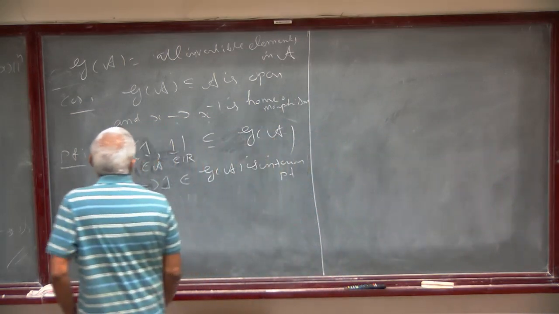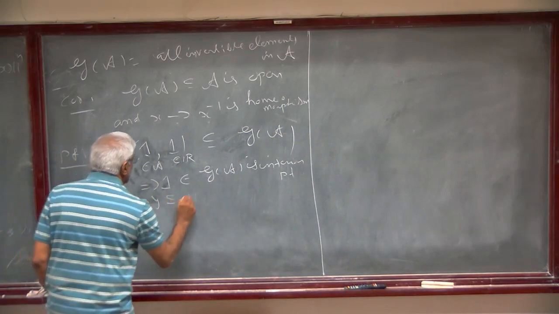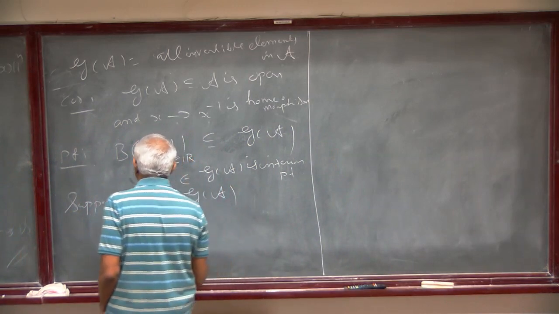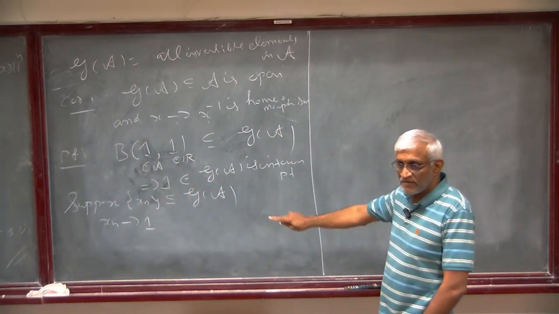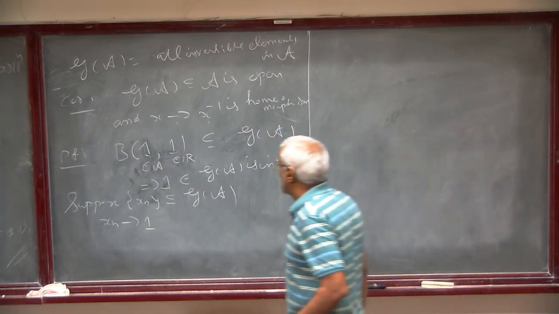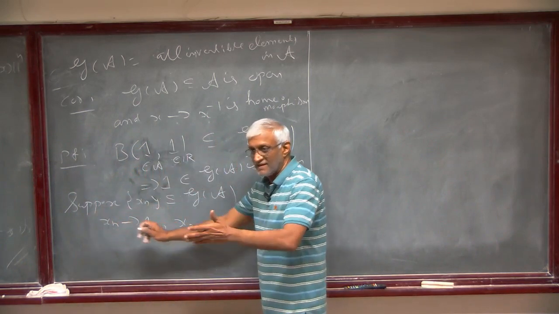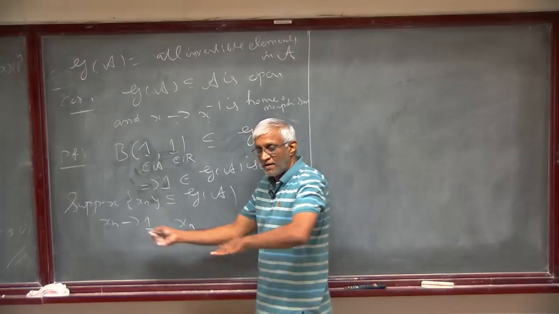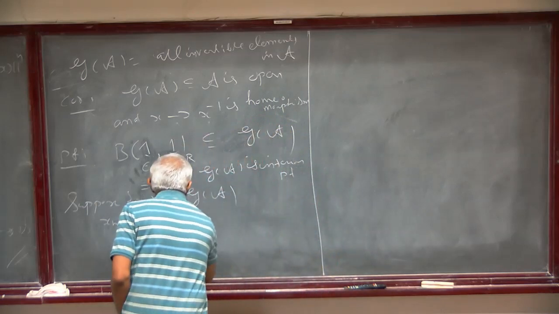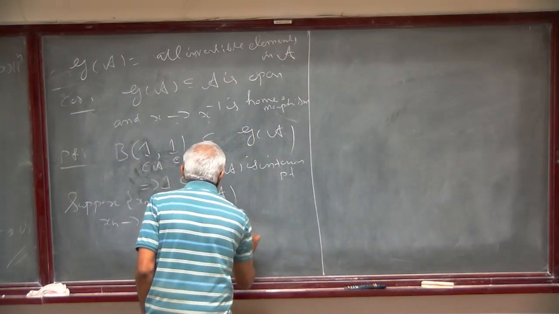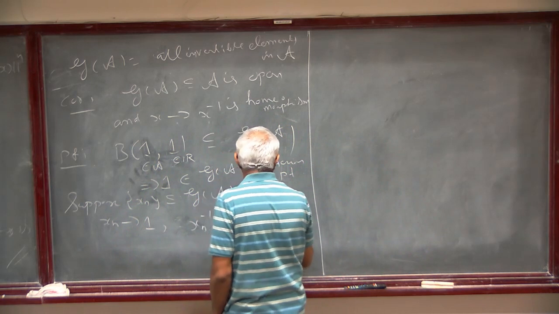So suppose you have a sequence Xn contained in the set of all invertible elements and Xn converges to 1. Then we want to say that Xn inverse also converges to 1. We know that when it is open, after some time it will be in an open ball. So without loss of generality, we assume that it's in an open ball of radius 1. Then only we can write this. So Xn inverse will look like the sum of (1 minus Xn) to the power n.